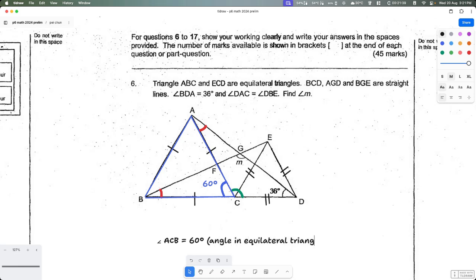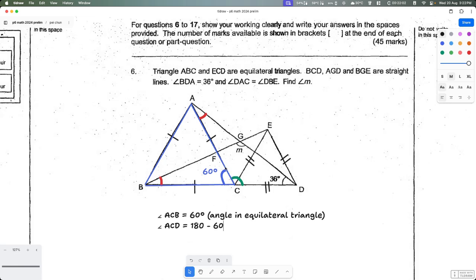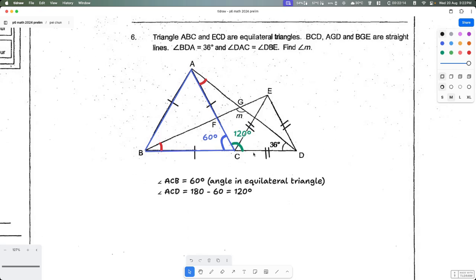Okay, so then once we know this is 60, the next part is we can get the angle ACD. So let me just copy this, AC, and then we have the D. So ACD is equal to 180 minus 60, and in this case over here, this will then become 120. Okay, so this angle, 120 degrees, is green. All right, so let me just make this green. So now we know this is 120.